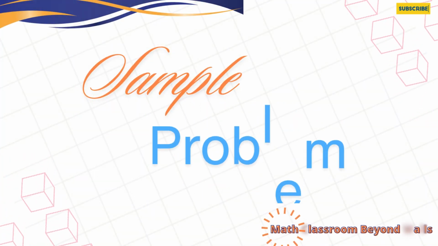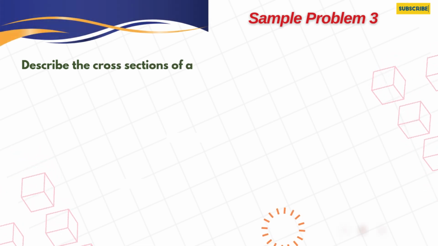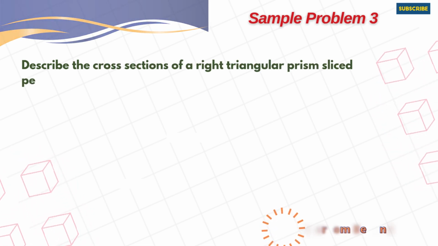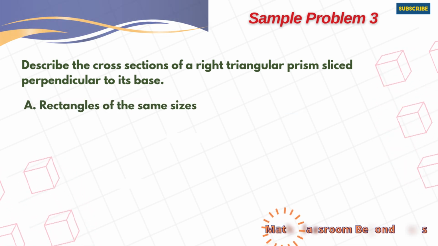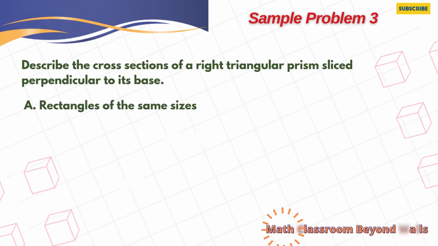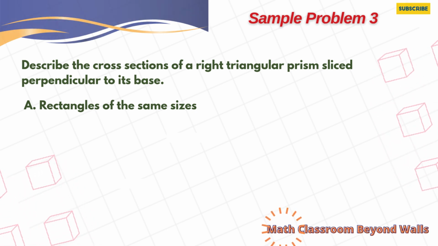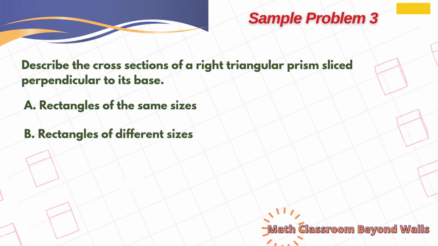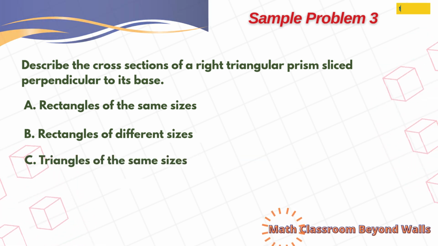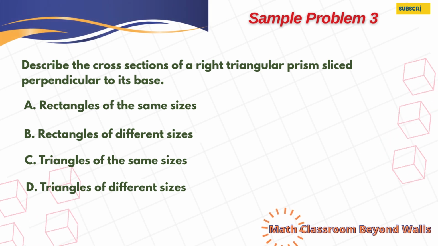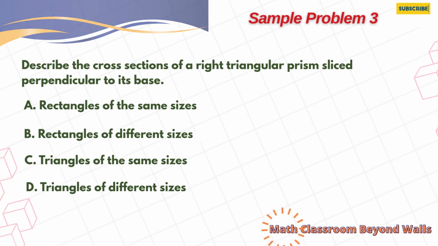Okay, let us work on the sample problem. Here's the problem. Describe the cross-section of a right triangular prism sliced perpendicular to its base. Option A, rectangles of the same sizes. Option B, rectangles of different sizes. Option C, triangles of the same sizes. Option D, triangles of different sizes.